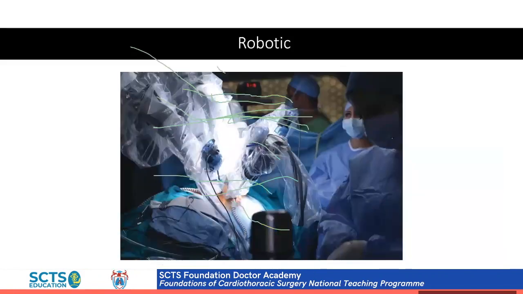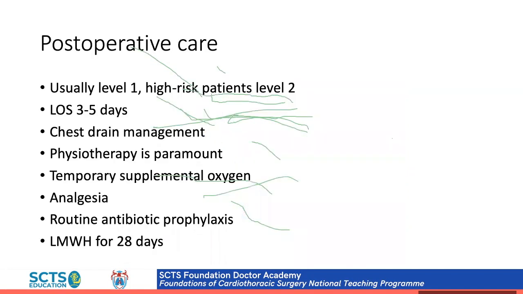And of course, robotic surgery is also much more widespread nowadays, and is particularly helpful in some of the trickier and stuck lymph nodes. Now, after the operation, the care of the patients usually happens at level 1 wards. However, some high-risk patients might require level 2 HDU care. For an uncomplicated recovery, the length of stay is anything between 3 to 5 days.